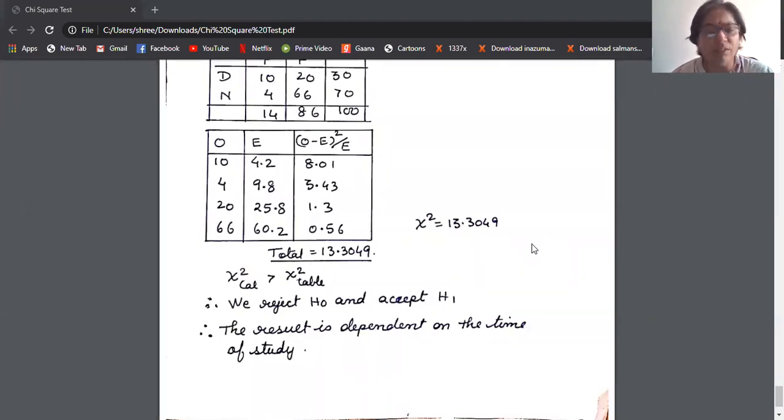So you will just write down: if 13.30 is less than the table value, we accept H0. And if this value is greater than the table value, we reject H0 and accept H1. That is all you have to do, because you don't have the number to compare. If it is not given, you will just write this answer and tell the paper corrector to check with the table value. You check, you have not given it to me, so you only check.